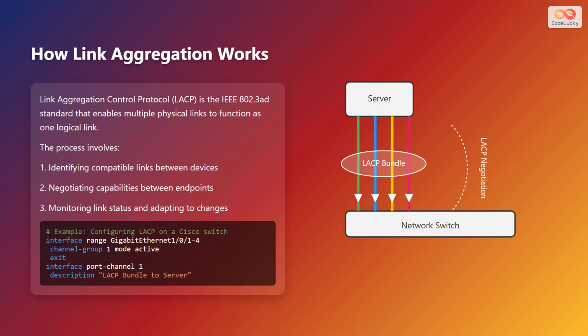Here's an example of configuring LACP on a Cisco switch. First, enter the global configuration mode, then the interface range configuration mode for Gigabit Ethernet 1/0/1 through 4. Next, configure the channel group to 1 and set the mode to active. Then, exit interface range configuration mode and enter the interface configuration mode for port channel 1. Configure the description to LACP bundle to server.